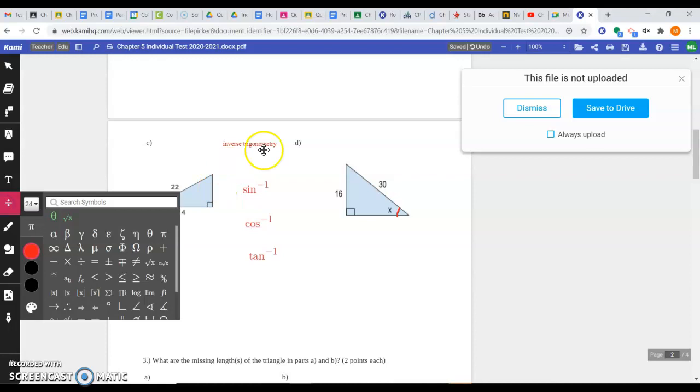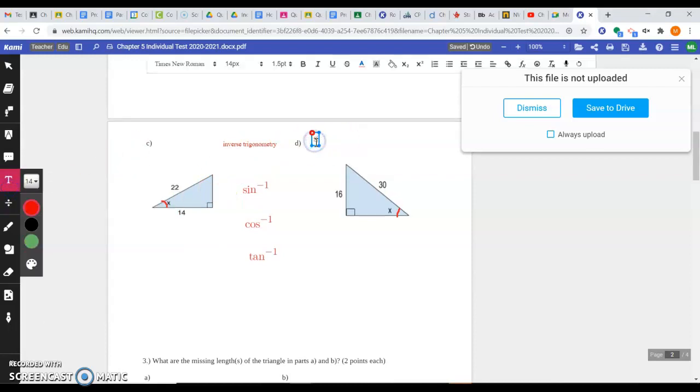The way it works is still similar to how SOHCAHTOA works. If you have the opposite side and the hypotenuse, you're going to use sine inverse. If you have the adjacent side and the hypotenuse, you're going to use cosine inverse. If you have the opposite side and the adjacent side, you're going to use tangent inverse.